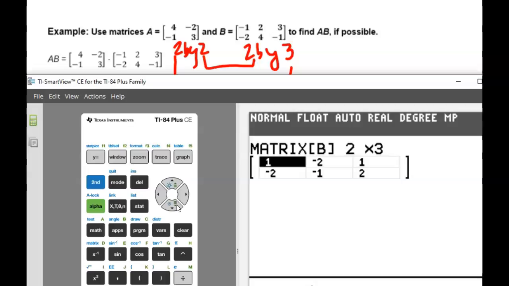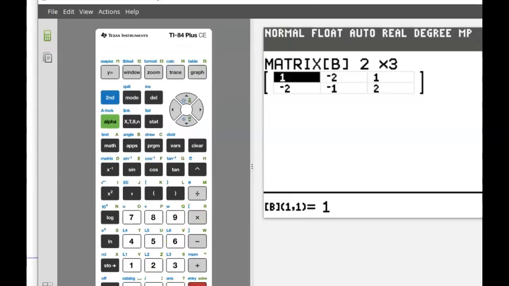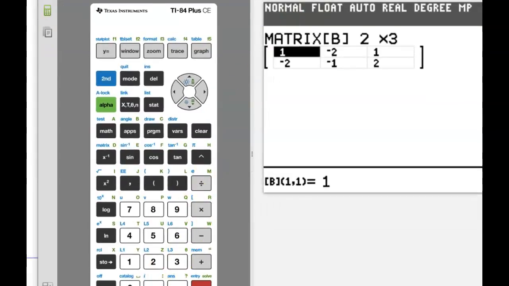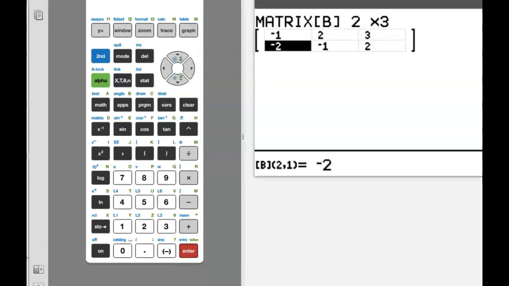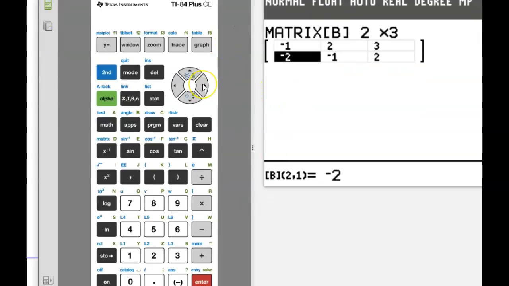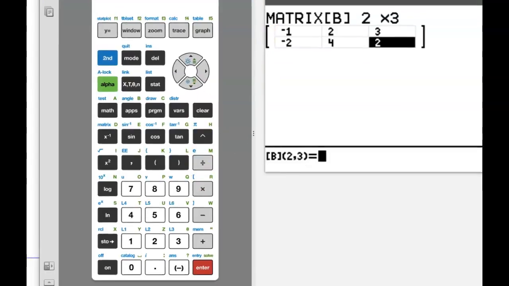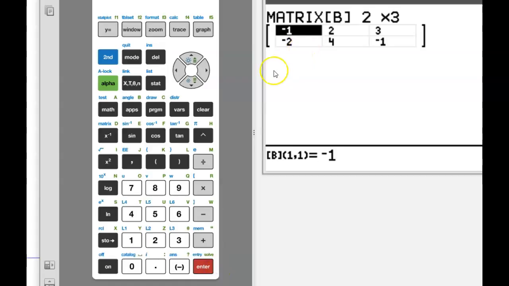Matrix B, a 2 by 3, and you're editing that and putting it in. Okay, it's -1, and then 2, and then 3, and then -2, 4, and -1. Okay, I think I have it in right.